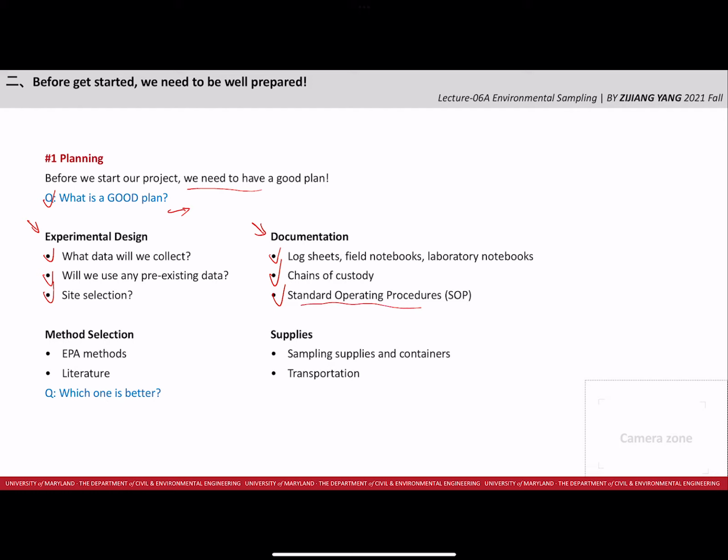On the other hand, we need to select the proper method. So generally, we have 2 methods to choose from. One is the EPA method, and another is from the literature. So I have another question: which one do you think is better?